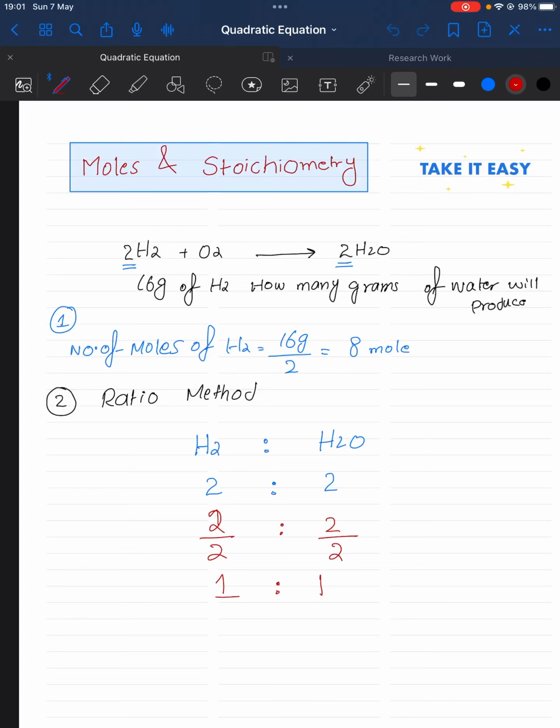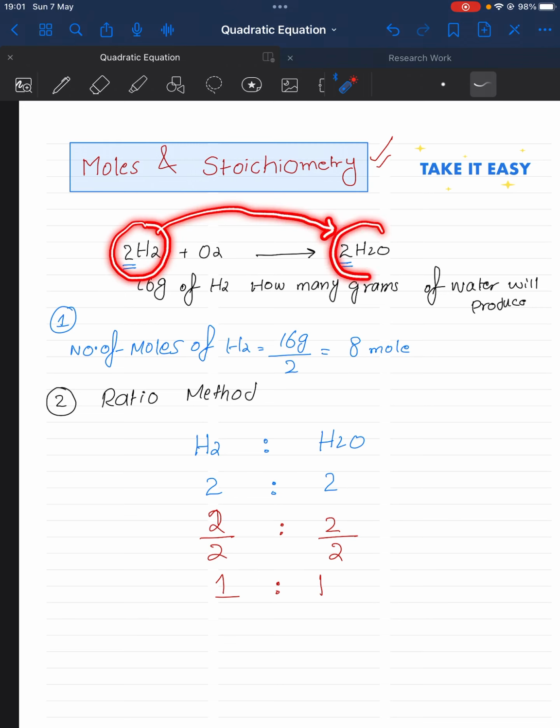Hello everyone, in this video we are going to learn the basic concept of mole and stoichiometry. What we are basically learning is what to do if the mass of the reactant is given and we want to find out the mass of the product. Which method will we adopt? Let's say we have this equation and someone says I have 16 gram of hydrogen, how many grams of water will be produced? This is what we are going to learn.